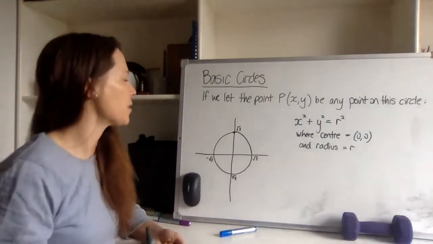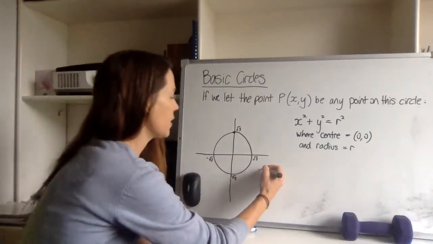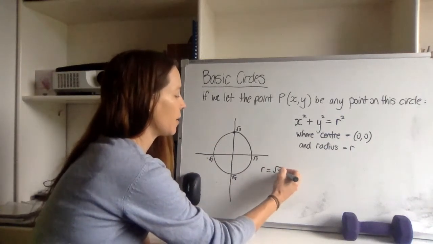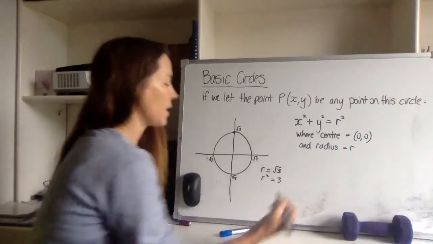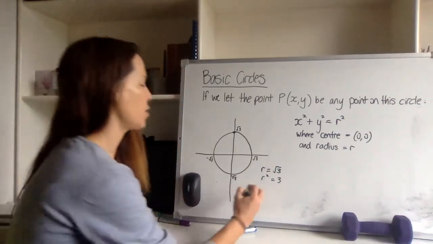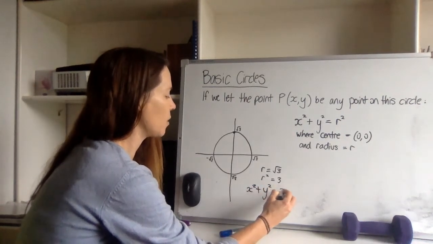This works the other way as well. If you're looking at a circle and you can see what the radius is, for this one we can see that r equals root 3, all you need to do is square both sides there, and you can see that r squared would be 3. So the formula for this circle would be x squared plus y squared equals 3.